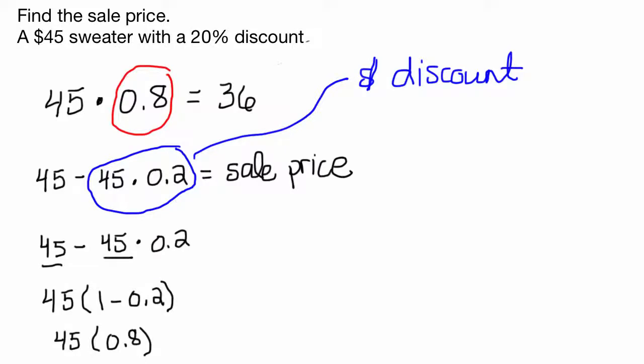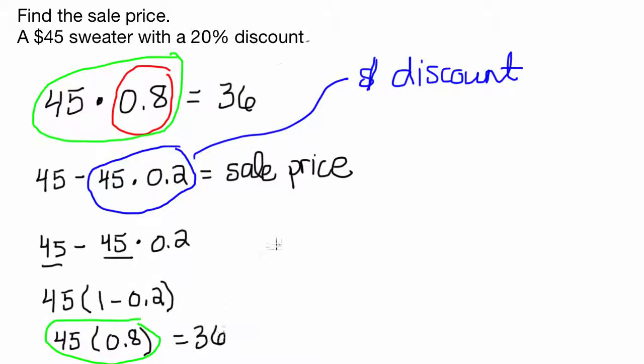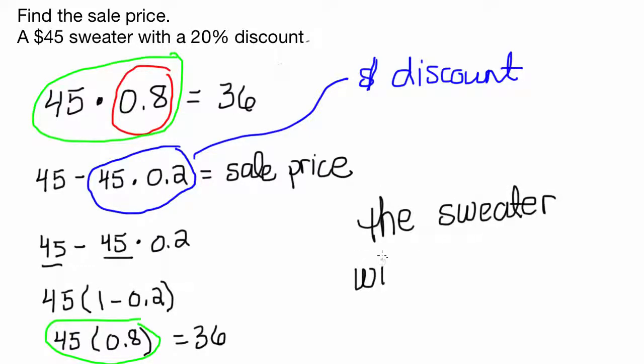And look at that. That's exactly what I had said up here. Look at this. I said it's just going to be the original price times 0.8 to get the answer. And we agree down here. That is what it is. And the whole reason is you're factoring out a 45, so it becomes 1 minus 0.2. And so, of course, this equals 36. Okay? So the sweater will cost $36.